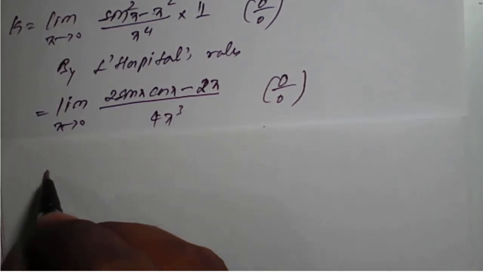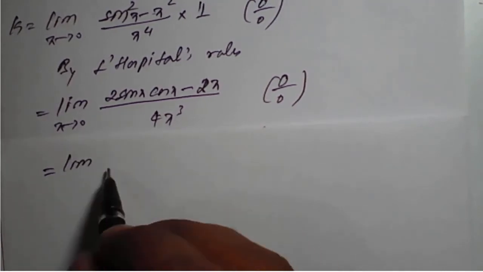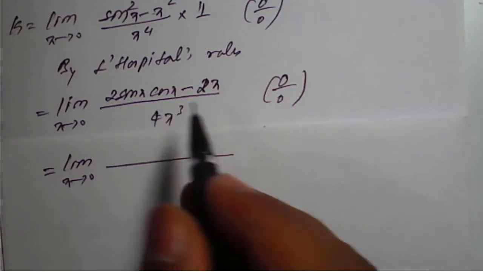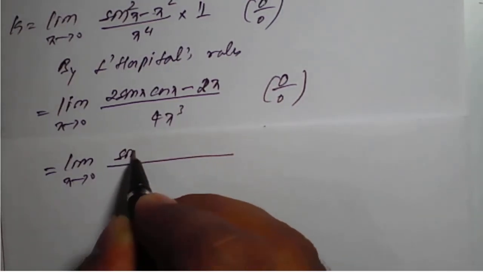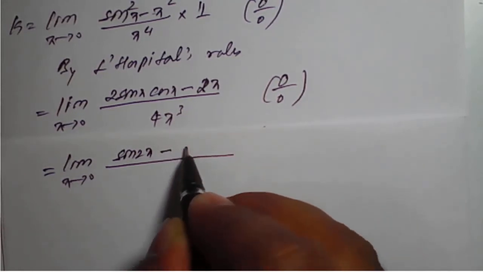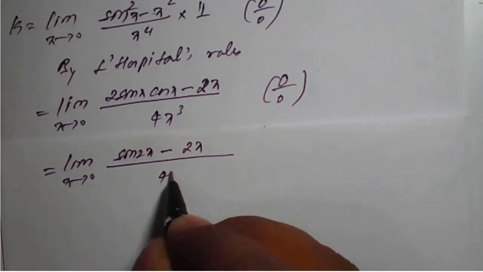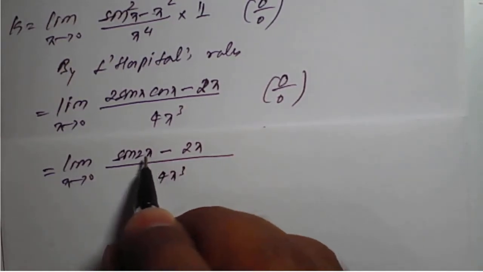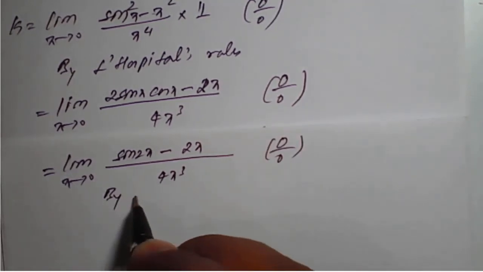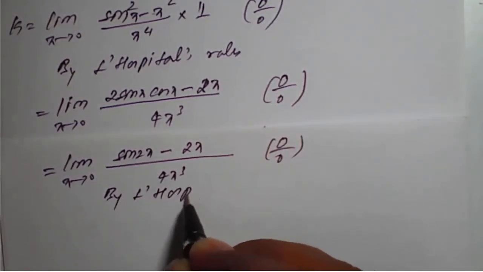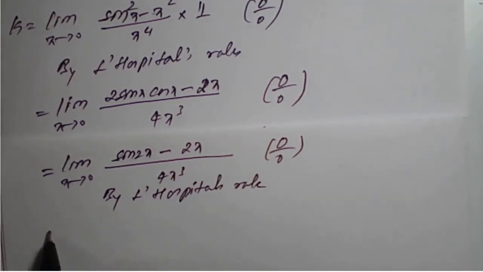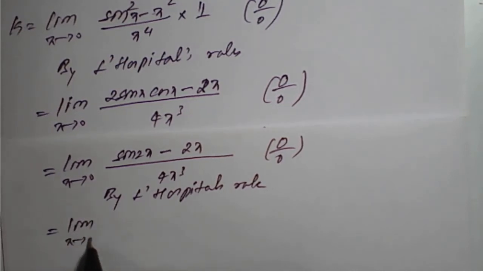So this I will write as limit x tends to 0, 2 sin x cos x, I will make it as sine of 2x minus 2x divided by 4x cube. So if you apply x is equal to 0, so 0 minus 0 upon 0, so it is 0 by 0. So by L'Hospital's rule, what happens here? It will become limit x tends to 0.